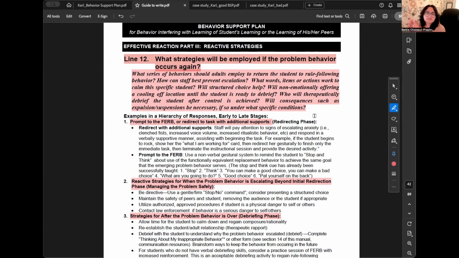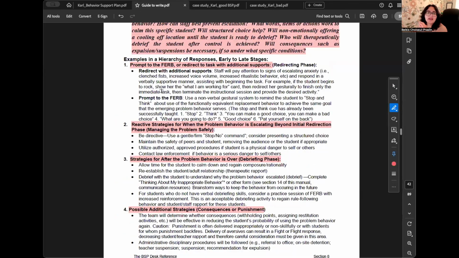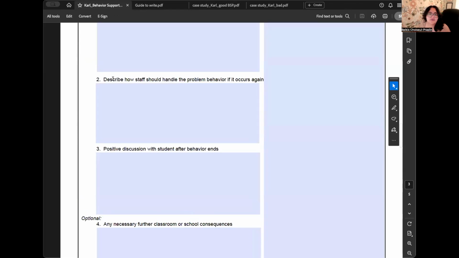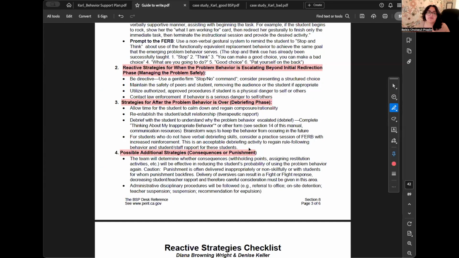It's going to come in 4 different parts. The first part is a prompt to the student to switch to the replacement behavior. How do we redirect the student? How do we reteach that skill in that moment? The second part is to describe how the staff could handle the behavior if it happens again. What are we supposed to do? Third, positive discussions with the student after the behavior ends. How do we bring this topic back up to the student? Once it's all over, how do we have a discussion with the student about it? Let's talk about what went wrong, what went right, how we can move forward, and what any future classroom or school consequences are if the behavior continues.